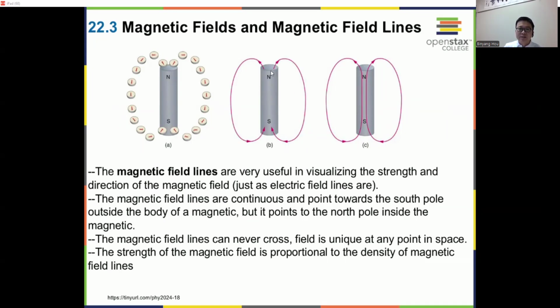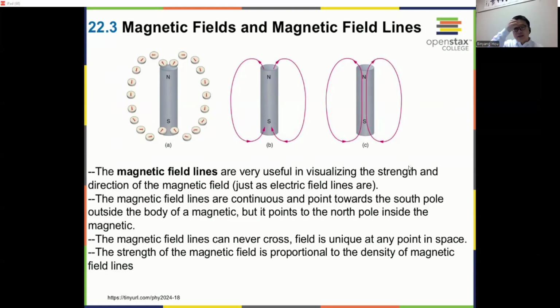For magnetic fields, the direction is pointing from the south pole towards the north pole inside of the magnet. So in that case, you can see magnetic field lines are actually closed lines. For the electric field line, it's pointing from positive charge to negative charge, which is not a closed line. So fields inside the magnet and outside the magnet are pointing in opposite directions. Outside the magnet is from north pole to south pole. Inside is from south pole to north pole.